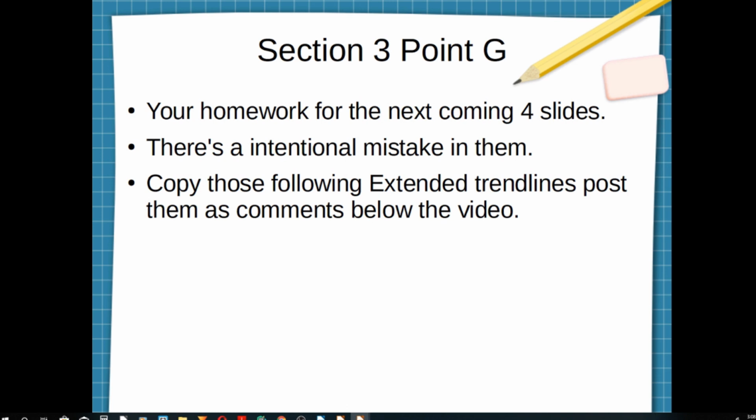You need to go ahead and study yourself, do your own research in order to master the use of this particular technical analysis tool. Now, let's talk about extended trend lines. Remember, you got a homework to do, and you're going to post the answers in the comments.